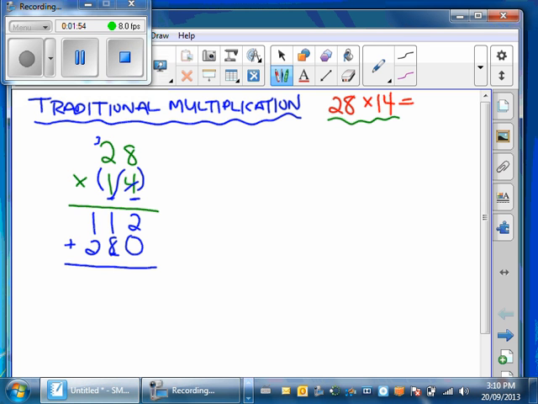Now we have to simply add this up. 2 plus 0 is 2. 1 plus 8 is 9. And 1 plus 2 is 3. To get our final tally, which is 392.